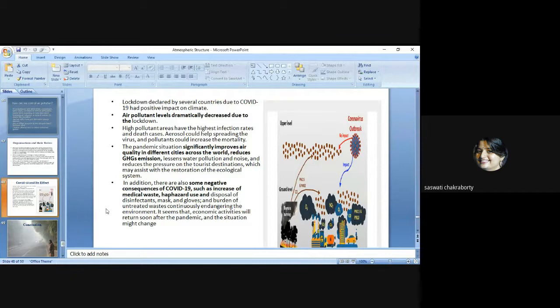Okay, look at the image. This corona outbreak didn't affect the higher level, but at ground level, of course, it had some positive effect, isn't it? Yes or no? Yes, ma'am.